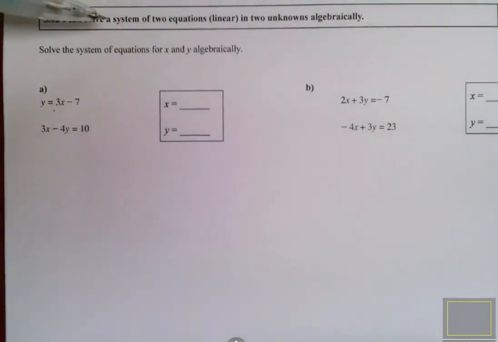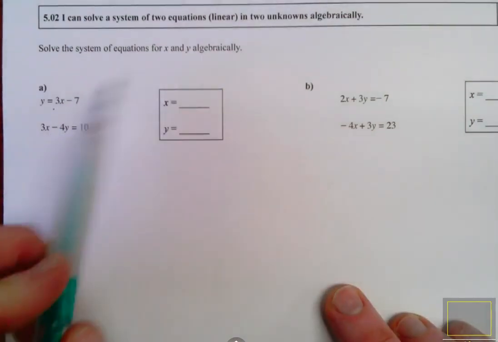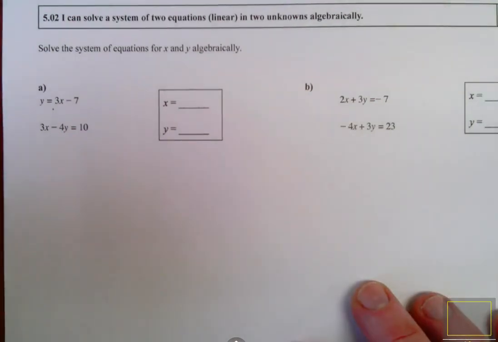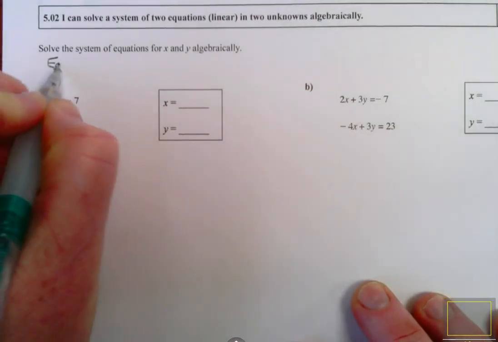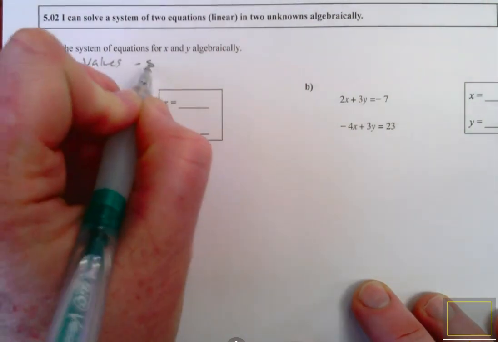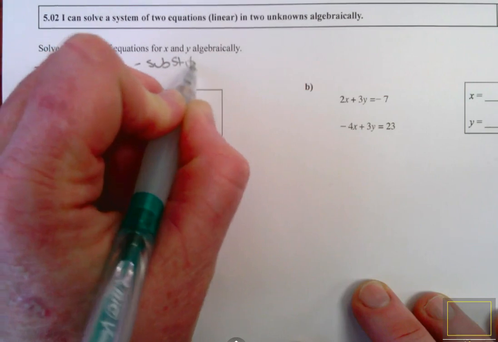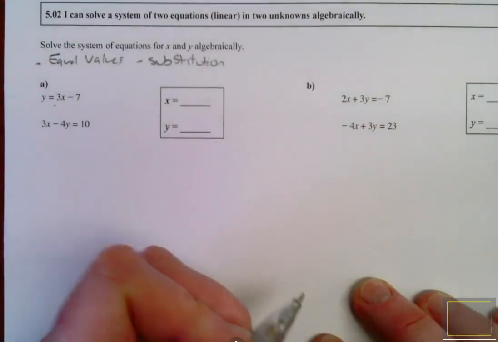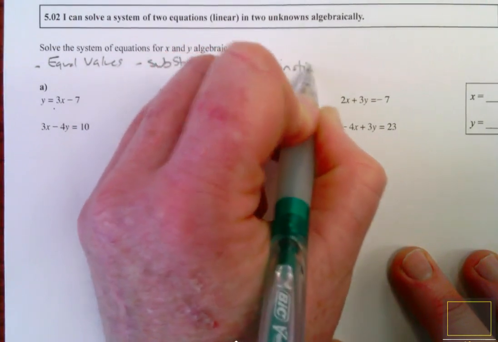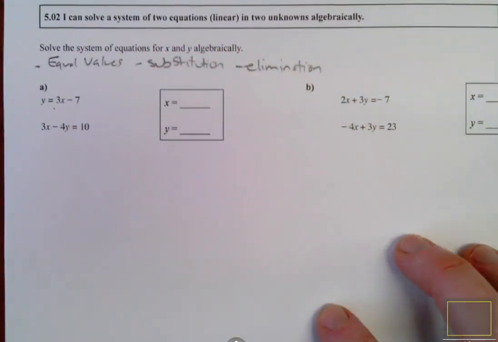I can solve a system of two equations in two unknowns algebraically. Solve the system of equations for x and y algebraically. So we've got a couple of methods, right? We've got equal values. We've got substitution. And we've got elimination. Those are the three methods that we've talked about this unit.